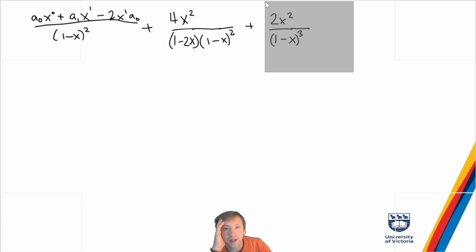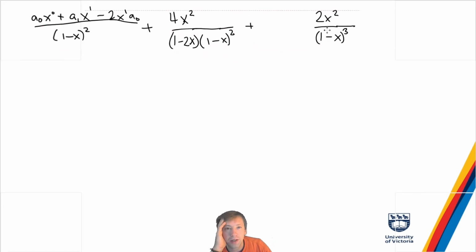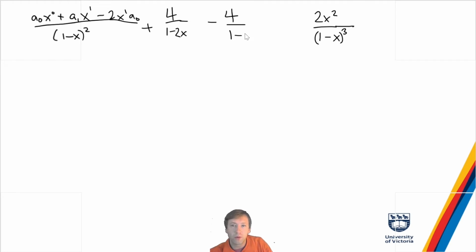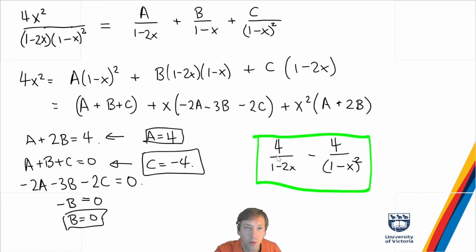So this is the expression I had before, and now I've done the partial fractions on the middle thing, so I can rewrite it as 4 over 1 minus 2x minus 4 over 1 minus x all squared, and then plus this. So I believe this is what I had, right? 4 over 1 minus 2x, 4 over 1 minus x squared.